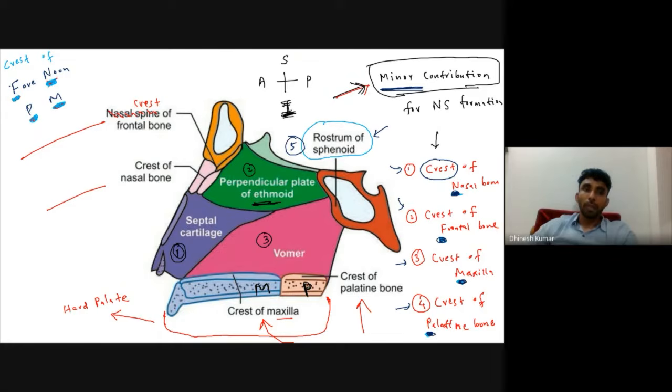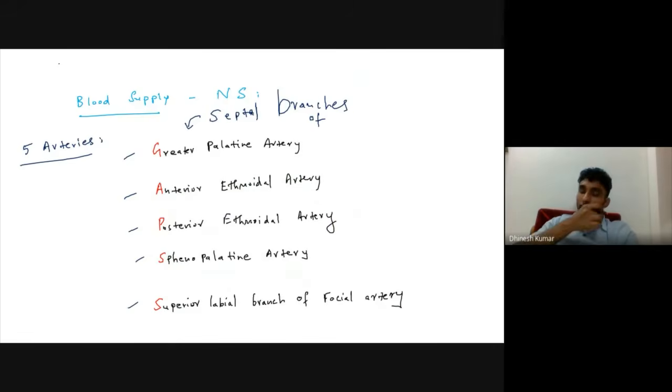Fine. So if you want, you can remember as 4 known, FN, 4 known, PM. The minor contributions: frontal bone, nasal bone, palatine bone, and the maxilla bone. They are minor contributions for the nasal septum. Yes. Okay, so I hope you are clear about the formation of the nasal septum.